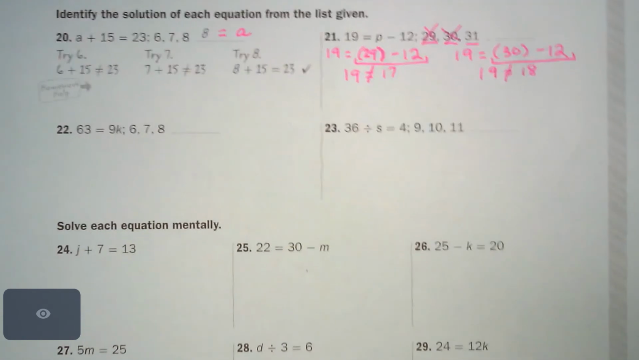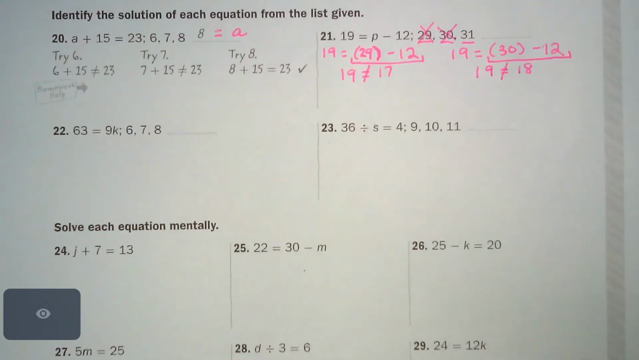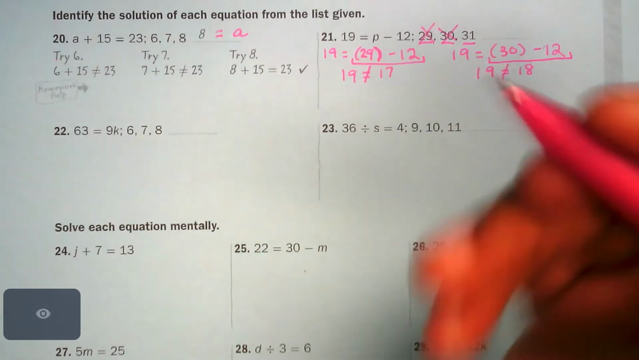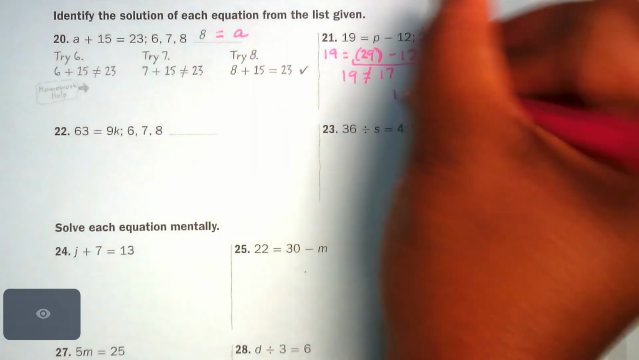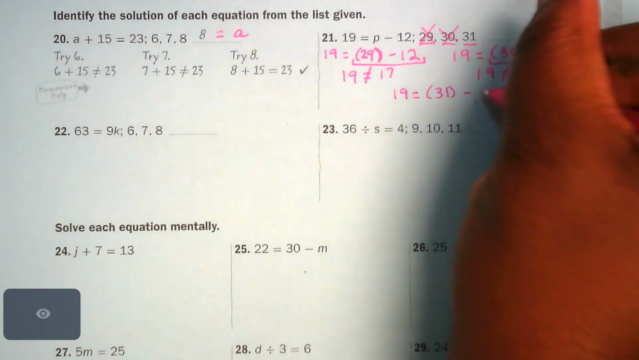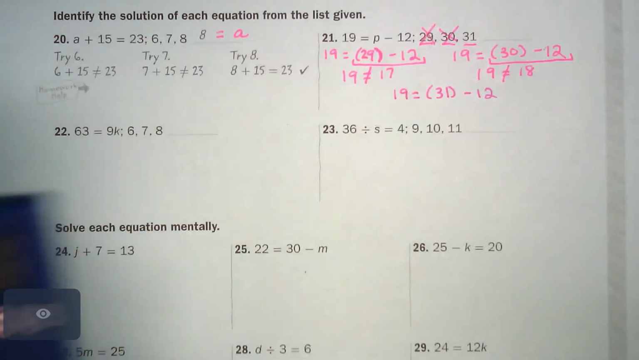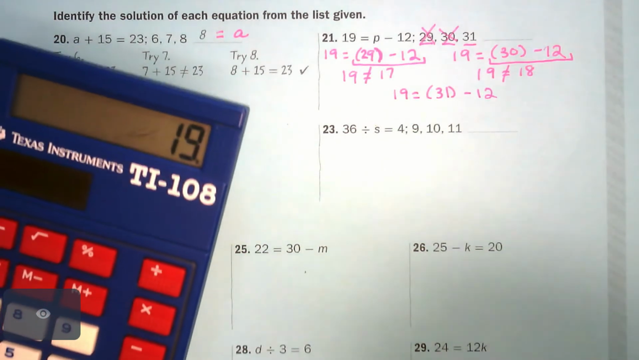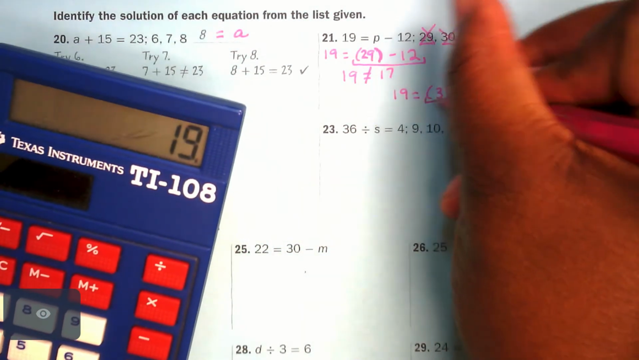The reason I say to go ahead and check every single time and to check all of them is that sometimes it could be asking you if any of these are a solution. You don't want to automatically assume that the last number on that list is a solution, because maybe none of them make it true. So let's go ahead and plug in our 31 and check it. 19 equals 31 minus 12. Let's pop that 31 minus 12 into the calculator. And looky, looky, we got 19.